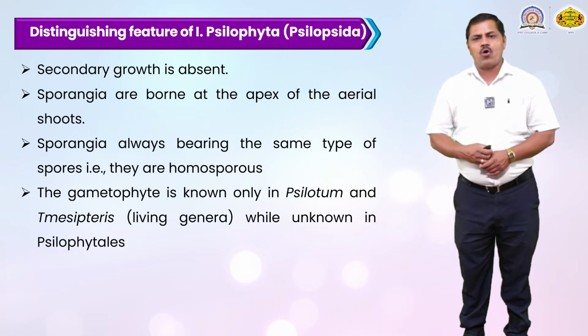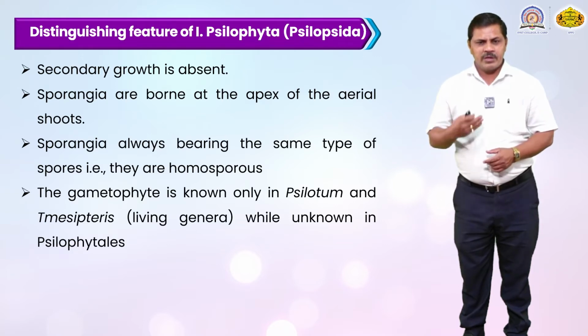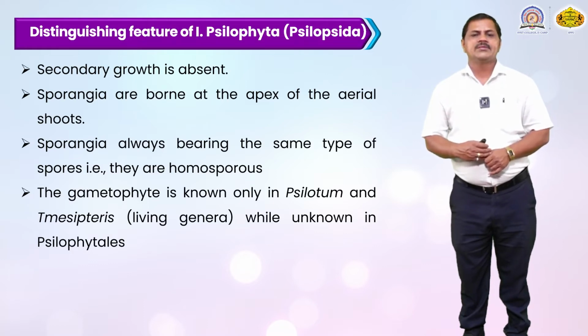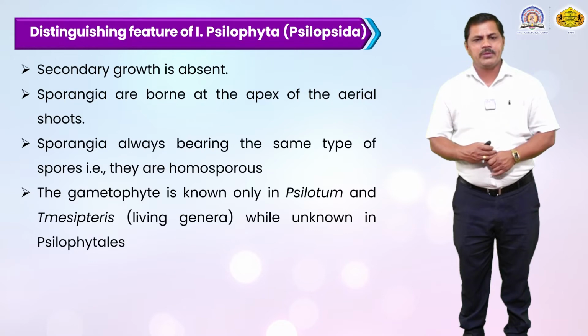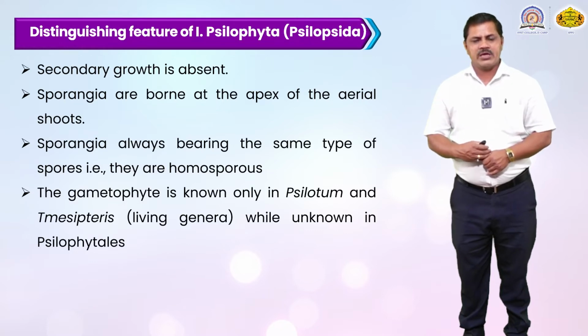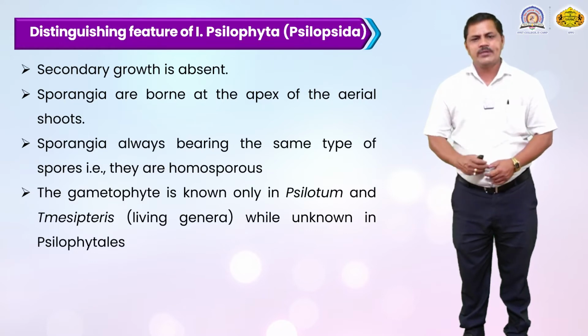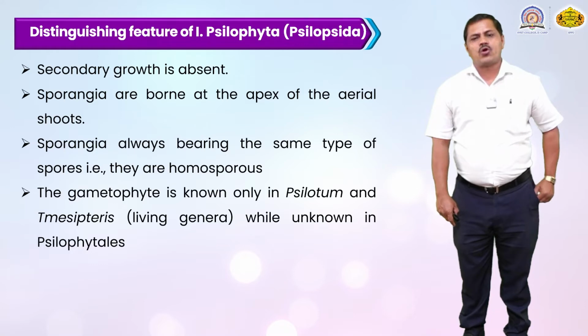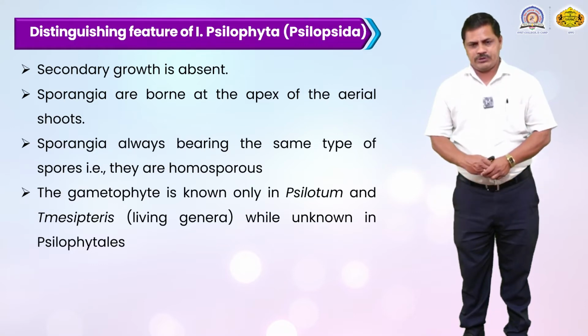And sporangia are born at the apex of the aerial shoot, at the tip portion of the shoot. Sporangia develop there. Sporangia always bear the same type of spore. All spores are similar, and hence it is called homosporous.